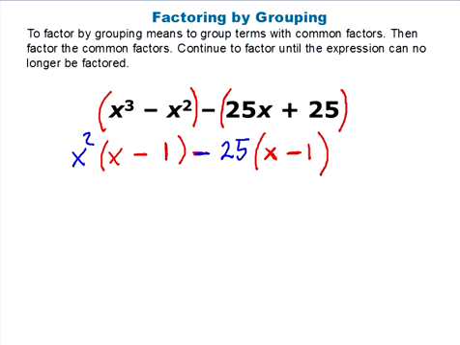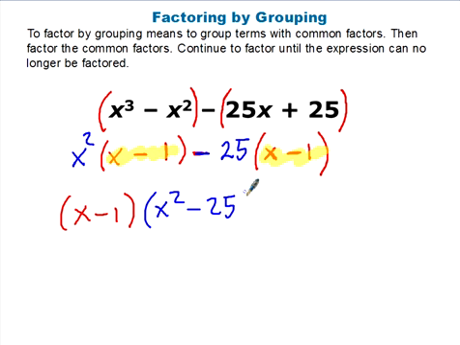Now that we grouped and factored out each group of terms by itself, we notice that both groups share the factor x minus 1. So now we can take that factor and factor it out of the whole thing. So we can pull x minus 1 out separately, and then everything that's in blue would be x squared minus 25. Okay, so now we're finished with that. But let's see if we can factor anything else out.